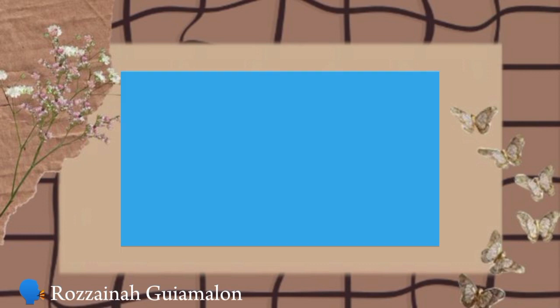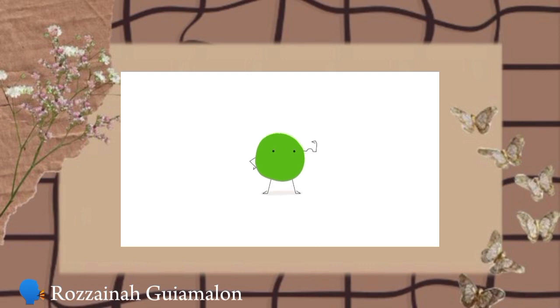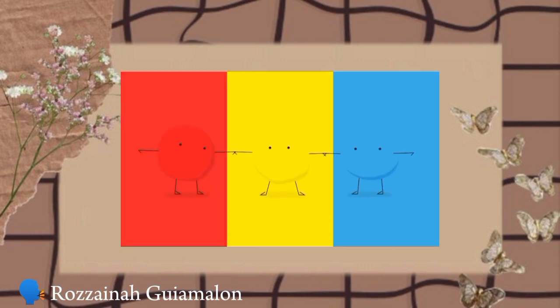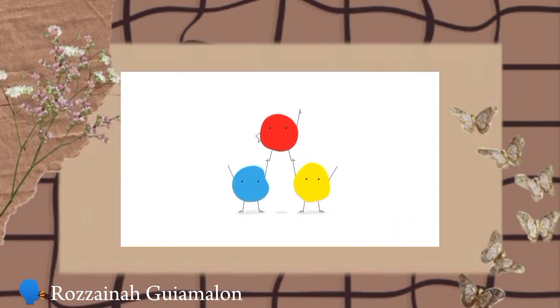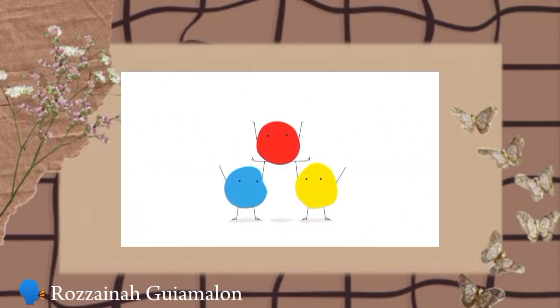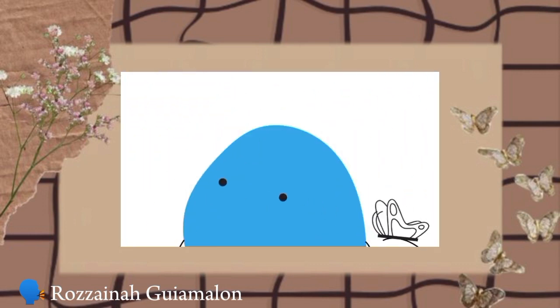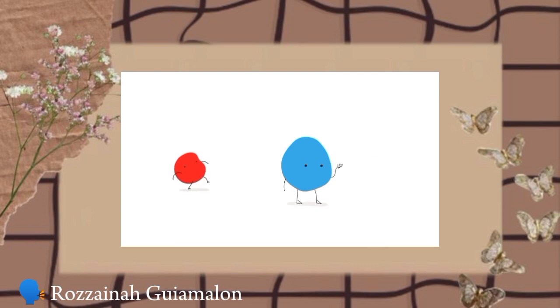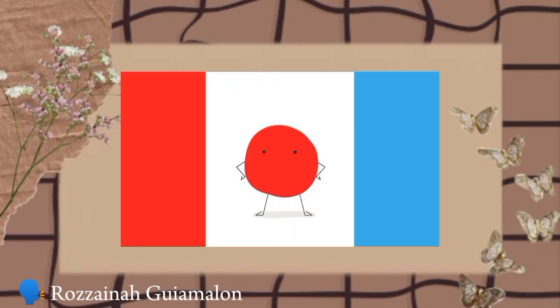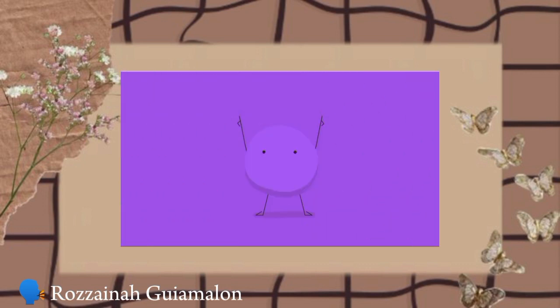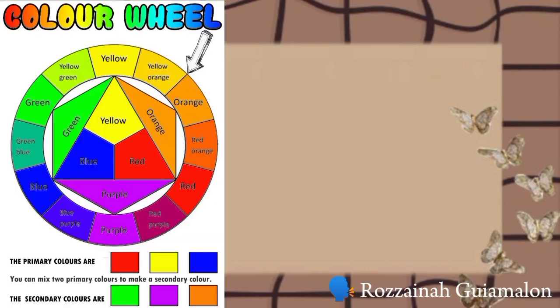Sa pamamagitan ng color wheel, maaari nating masuri at maunawaan kung paano nag-uugnay ang mga kulay sa isa't isa at kung paano natin maaaring gamitin ang mga ito upang lumikha ng mga maganda at balanced na combination ng kulay sa mga likhang sining, disenyo at iba pang mga larangan. So may mga iba't ibang classification ng mga kulay and pag-aaralan natin yun gamit itong color wheel.